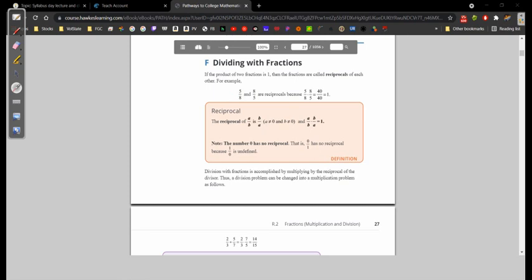And basically what it is, you take one fraction and then you flip it upside down. That's it. That's all a reciprocal is. Right? So this reads, the reciprocal of A over B is B over A. That's pretty easy.